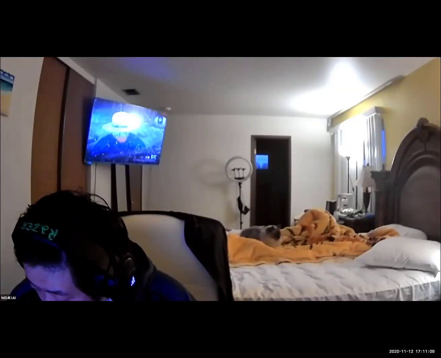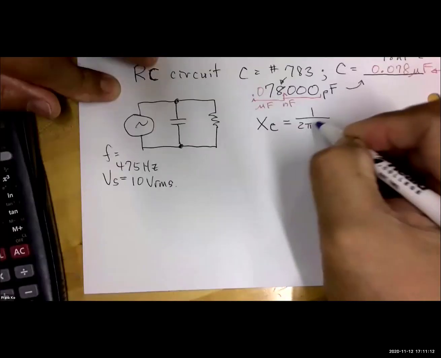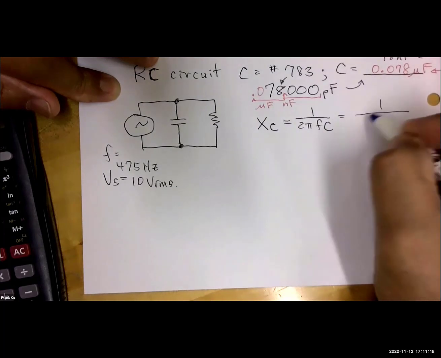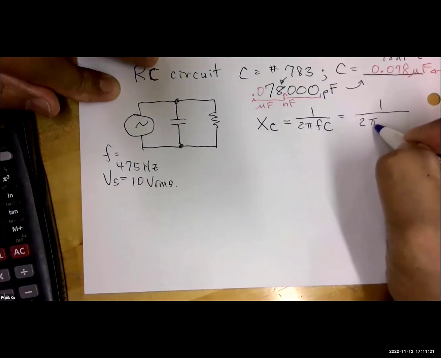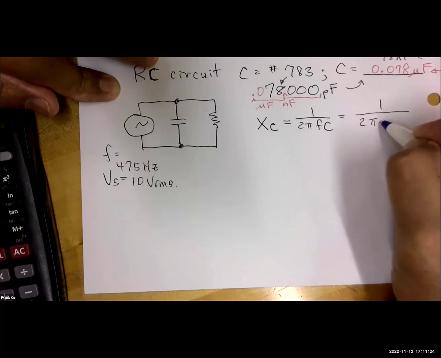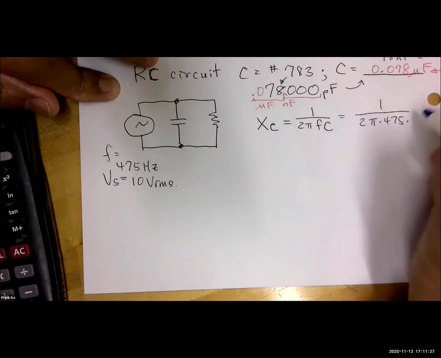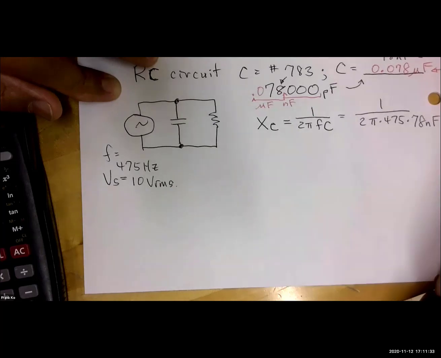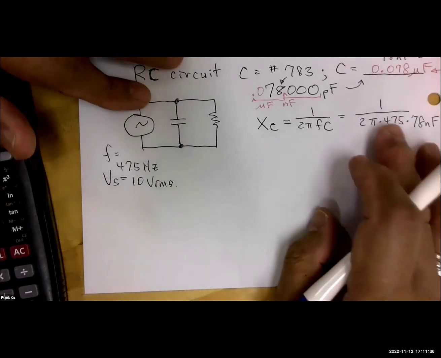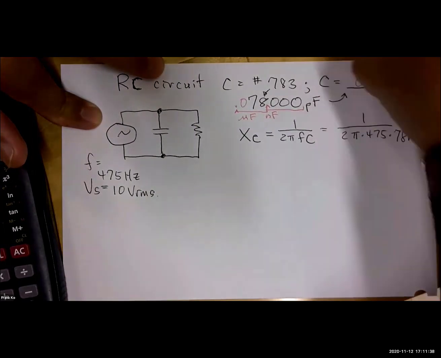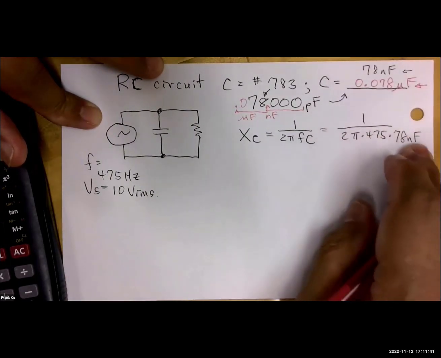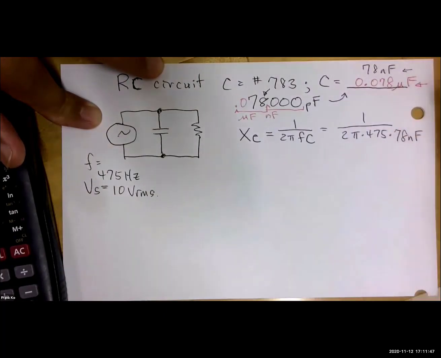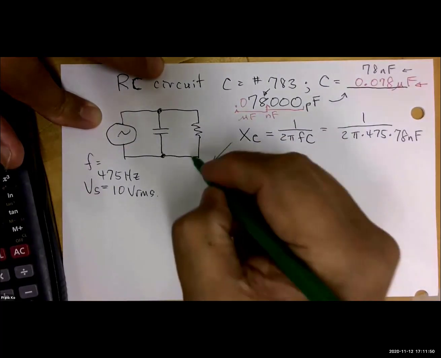1 divided by 2 pi FC. And this would be equal to 1 over 2 times pi times the frequency, 475, times the C value, 78 nanofarads. How would I key all of this into my calculator? The way I would key all of this into my calculator is start by calculating the denominator and then reciprocate it into 1. So the keystroke sequence should look like this.